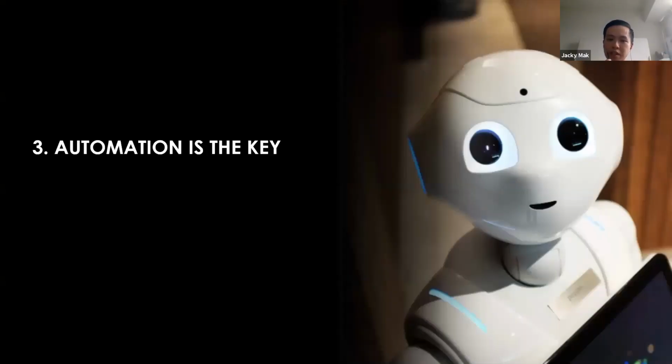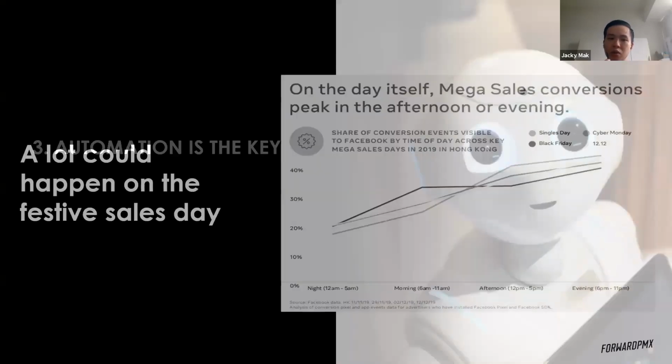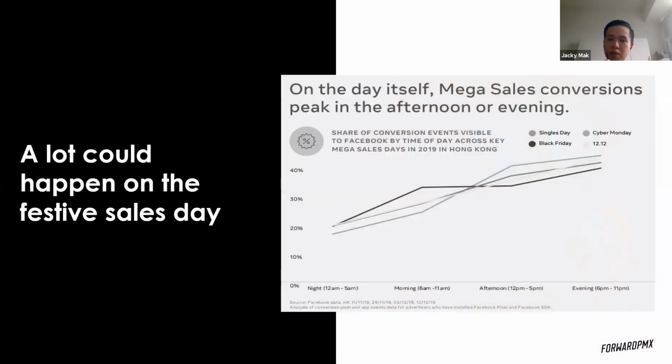So third is actually about automation. So why is automation important, right? I will talk about it later. But before that, here is some research from Facebook talking about mega sales day conversion.